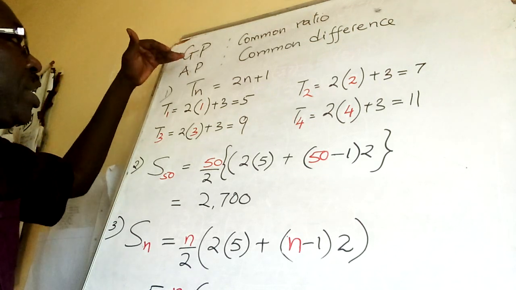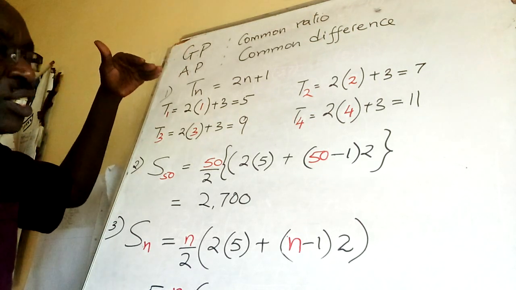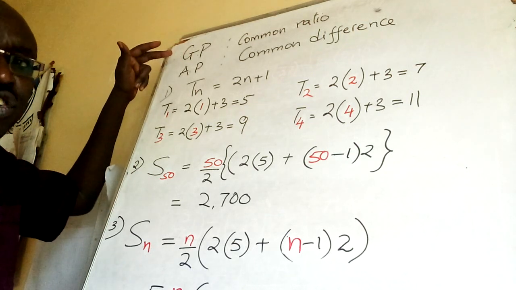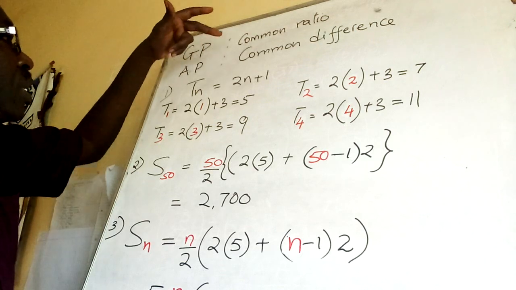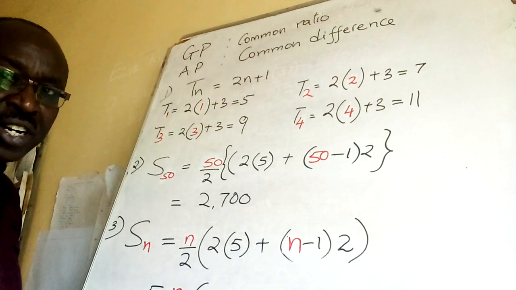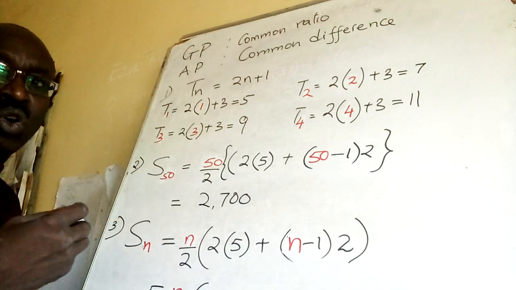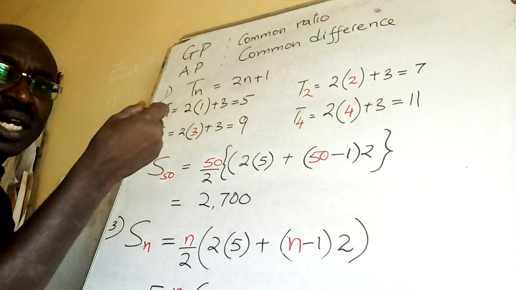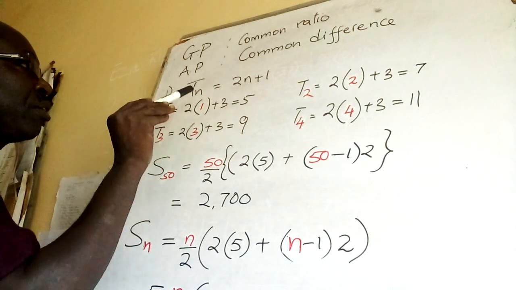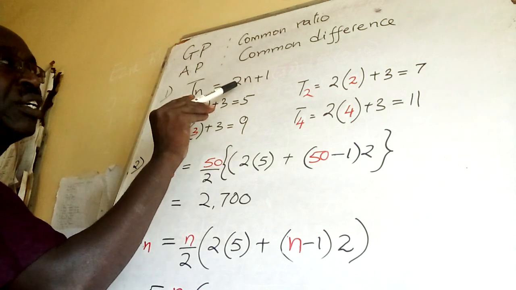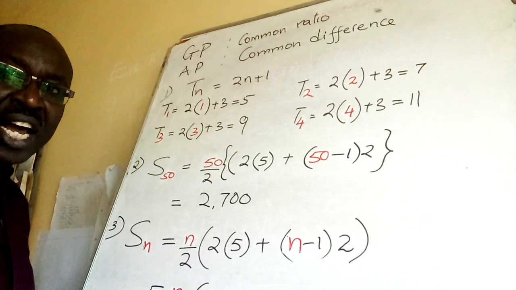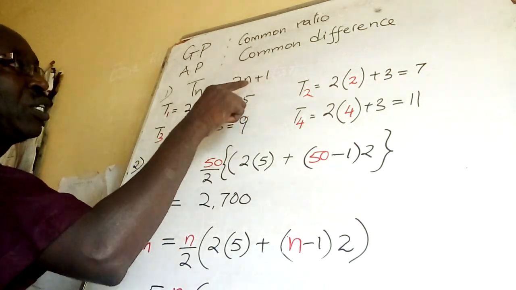Now we have GP and AP. You must know what characterizes each progression. GP is characterized by common ratio and AP is characterized by common difference. So when we are given a formula and asked about a term, we dwell on substitution. The formula for the nth term is given as 2n plus 1, not the design in the table. So we concentrate on this formula.